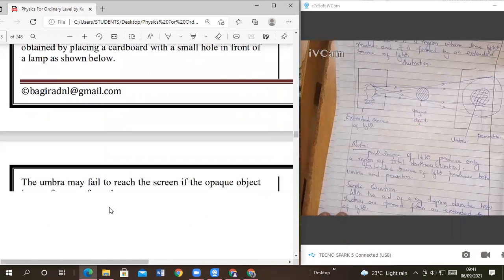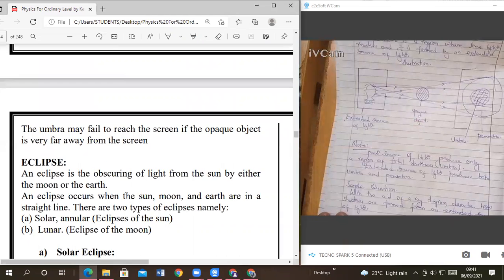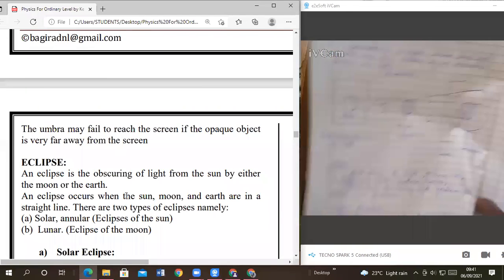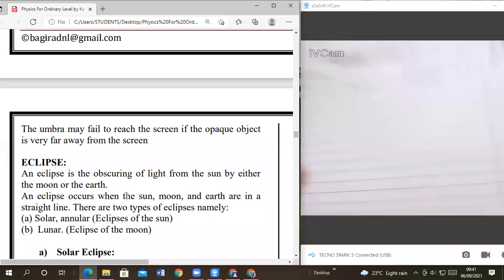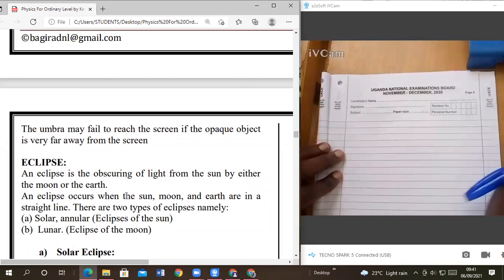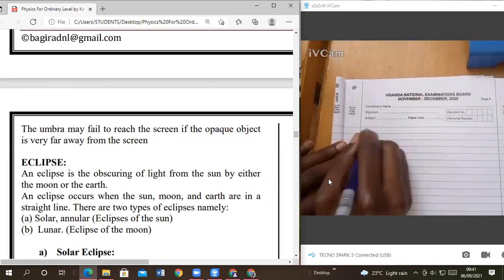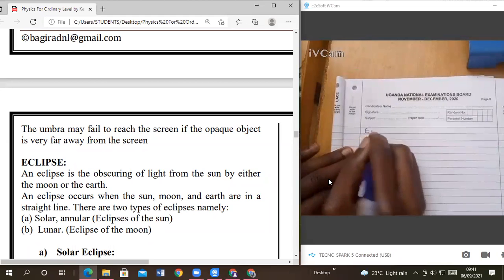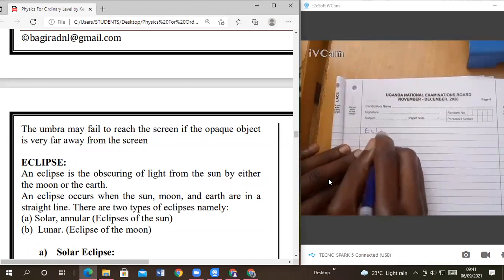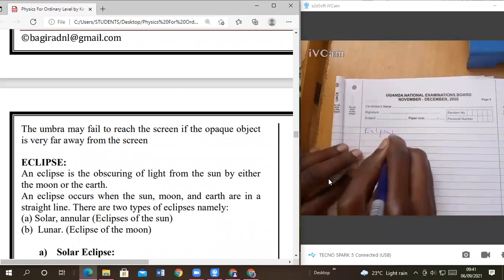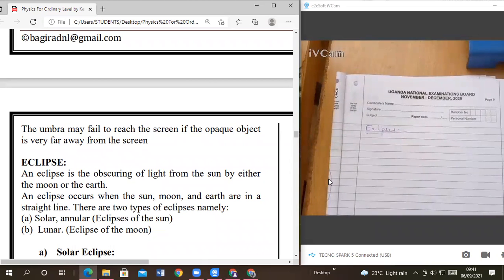Let's move to eclipse. That's another application of rectilinear propagation of light. Eclipse, or eclipses, or some of you call it like that.